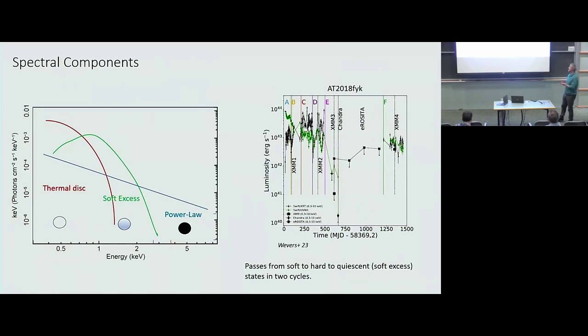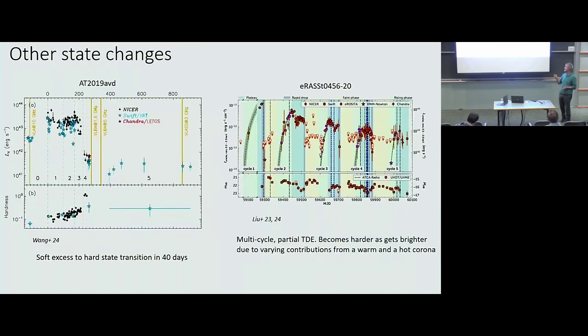Okay, and so a few more of these state-changing TDEs. Thomas has got this one from 2018, YHK, which changes state on timescales of 100 days or so. And also, interestingly, it did it once and then it did it again, showing that it's most likely a partial TDE, which came back. We have this beautiful one, 2019 AVD, almost everybody's favourite TDE apparently, which had a soft to hard transition in 40 days, strangely enough going downwards rather than going upwards.